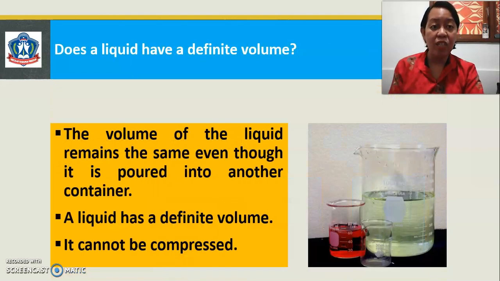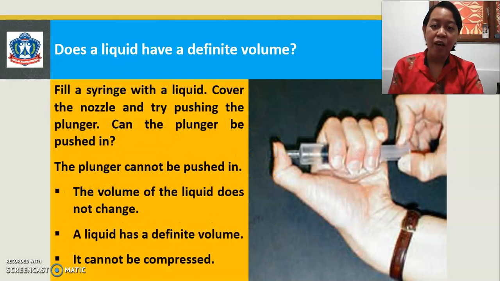Does a liquid have a definite volume? The volume of the liquid remains the same even though it is poured into another container. A liquid has a definite volume and it cannot be compressed. Fill a syringe with a liquid. Cover the nozzle and try pushing the plunger. Can the plunger be pushed in? The plunger cannot be pushed in. So therefore, the volume of the liquid does not change. A liquid has a definite volume and it cannot be compressed.